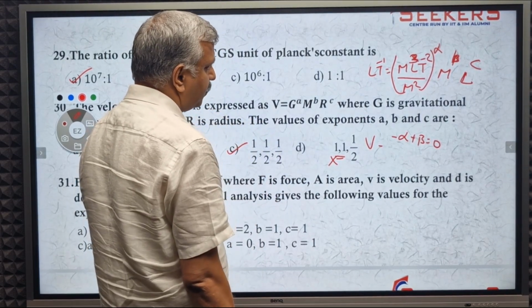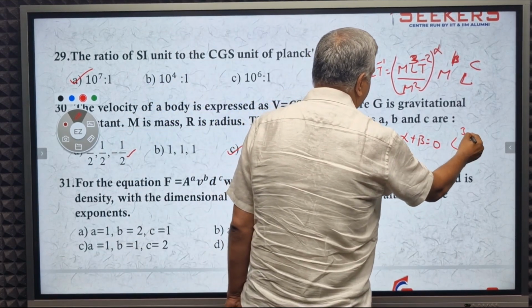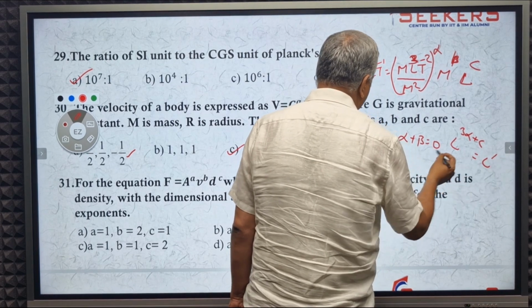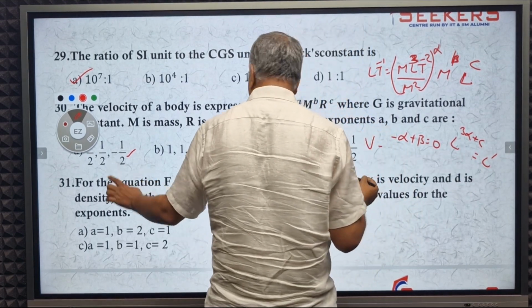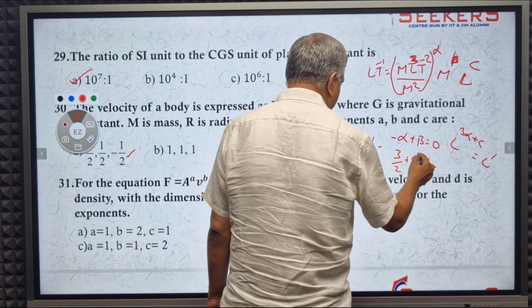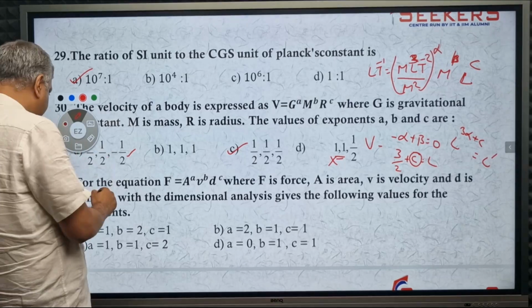Then let's look at the value for c. For L, the power 3 alpha plus c should be equal to L power 1. So 3 into alpha, which is half, so 3 by 2 plus c is equal to 1. So c should be minus half. So this one is the correct one. So option A is the correct answer.